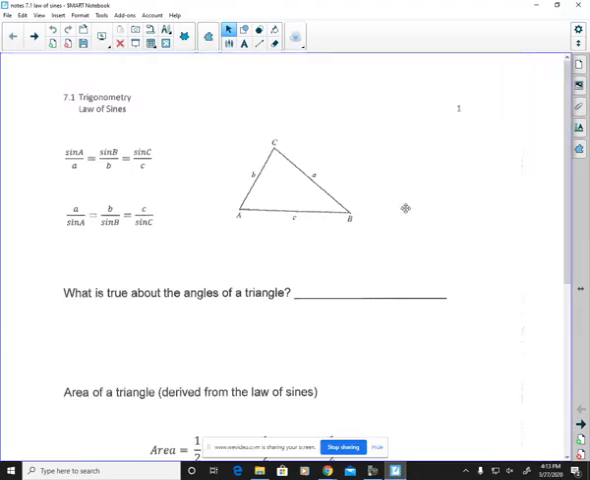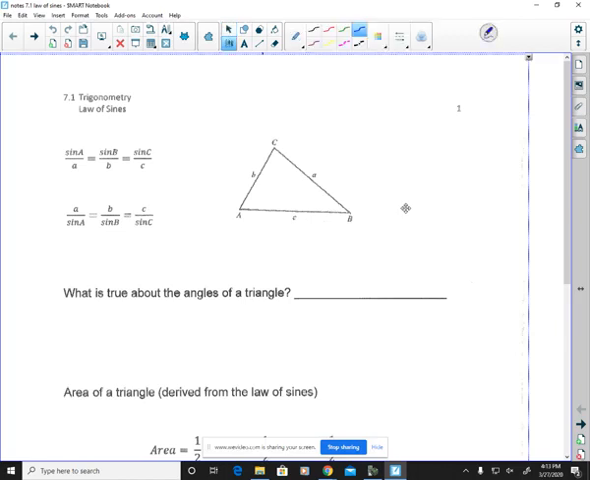Okay, working on the law of sines note packet. The law of sines relates the ratio of the opposite to hypotenuse ratio for a triangle, which will have the same relationship throughout every side of the triangle.